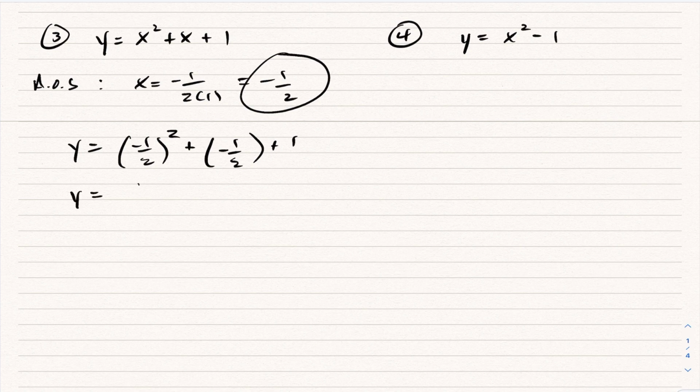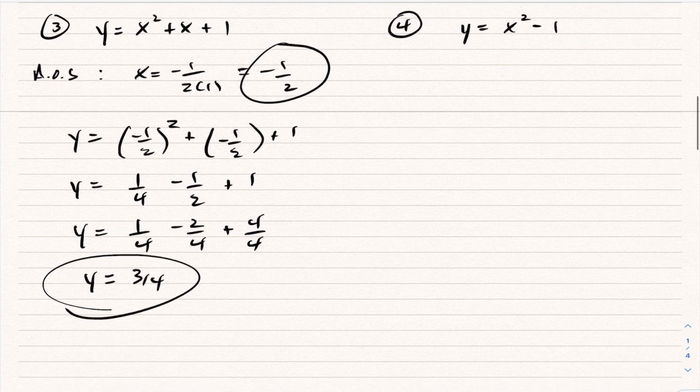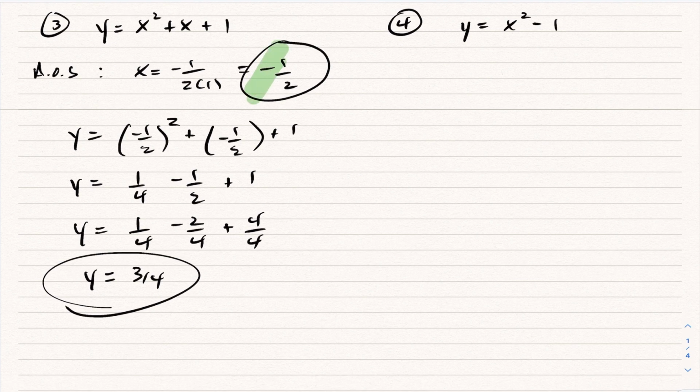So I'm subbing that in. And in this case, this will give me a quarter minus a half plus 1. And we better get a common denominator here. So this will be a quarter minus 2 over 4 plus 4 over 4. And my y value here comes out to be 3/4. So putting this together, I have an x-coordinate of minus a half and a y-coordinate of 3/4. So my vertex of this quadratic is going to be (minus 1/2, 3/4).